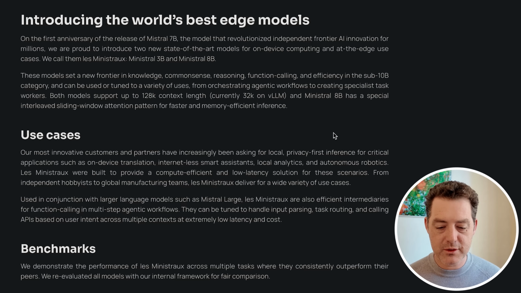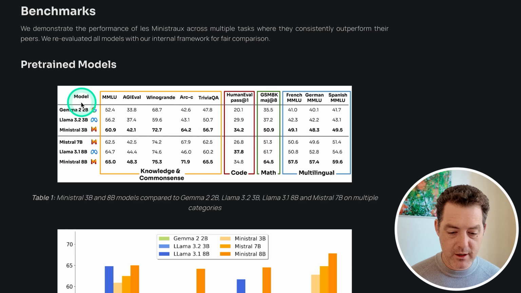Both models support up to 128K context length, and Mistral 8B has a special interleaved sliding window attention pattern for faster and memory-efficient inference. So here are some of the benchmarks. This is Gemma 2 2B, Llama 3.2 3B, and Mistral 3B. As you can see, Mistral across the board is just dominating.